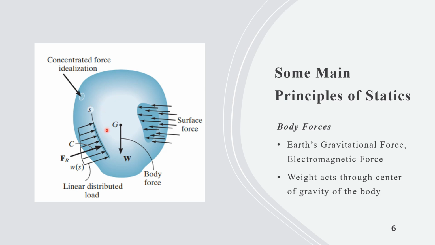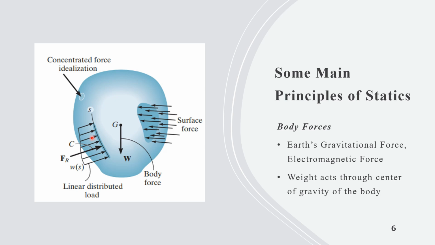The second type of surface force is the linearly distributed load. If the surface loading is applied along a narrow strip of the area, then the loading can be idealized as a linearly distributed load. Here, the loading is measured as having an intensity of force per unit length along the strip and is represented graphically by a series of arrows along the line s.